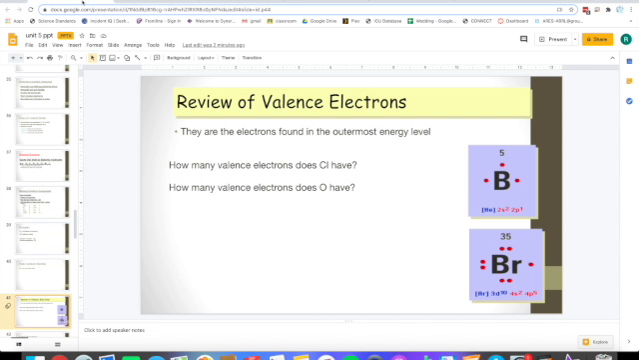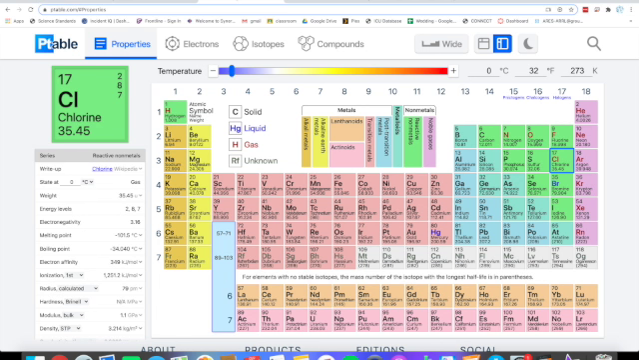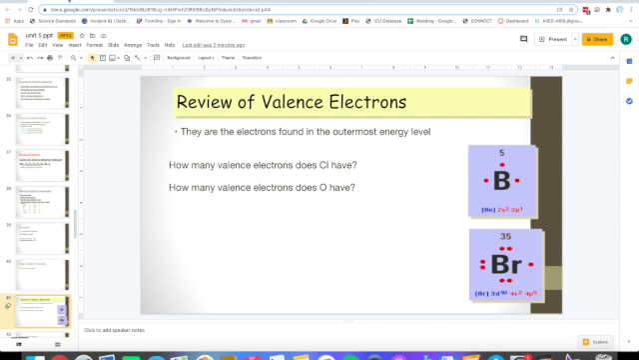The second one says how many valence electrons does oxygen have? So if you look at oxygen, right here where it says 16, just take that 1 off, so it has 6 valence electrons. You do need to know that for this section. So if you are confused on how to figure out how many valence electrons it has, please let me know so I can help you out with that.